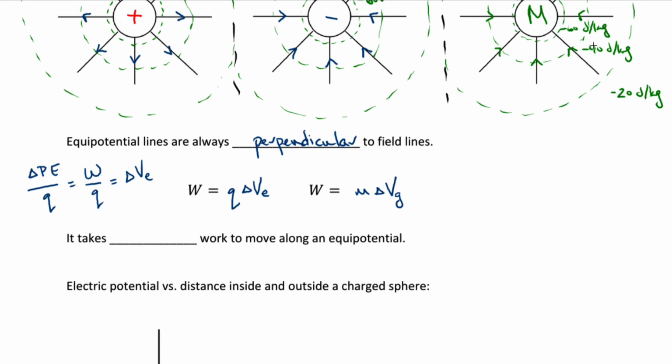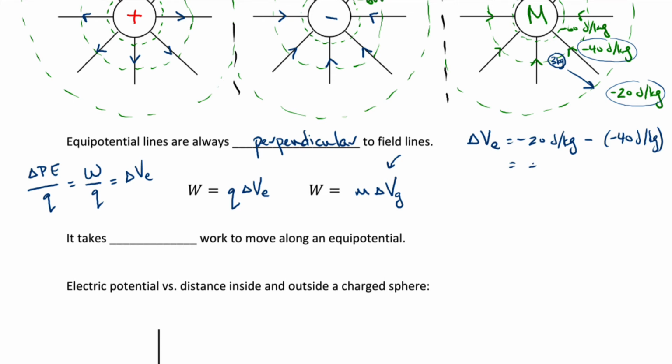So for example, if I wanted to go from negative 40 joules per kilogram to negative 20 joules per kilogram with a 3 kilogram mass, so I'm taking a 3 kilogram mass and moving it from here to here, the potential difference through which I'm moving it, final minus initial, is positive 20, because I have negative 20 joules per kilogram minus negative 40 joules per kilogram. That's my potential difference, and that's equal to positive 20 joules per kilogram. And so I have to multiply that by my mass, which is 3, and I get a total of 60 joules of work being done to move that 3 kilogram mass from here to here.